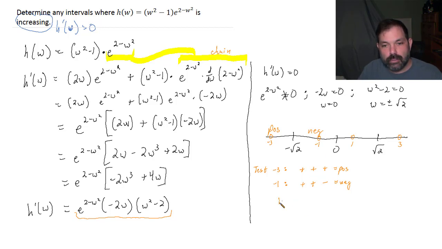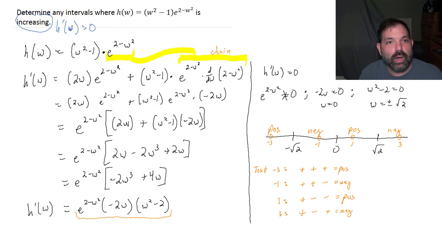Testing 1. That would end up being positive. Negative 2 times 1 is negative. 1 squared minus 2 is negative. Positive times a negative is positive. And finally, testing 3. That would be a positive times a negative times a positive, which is negative.